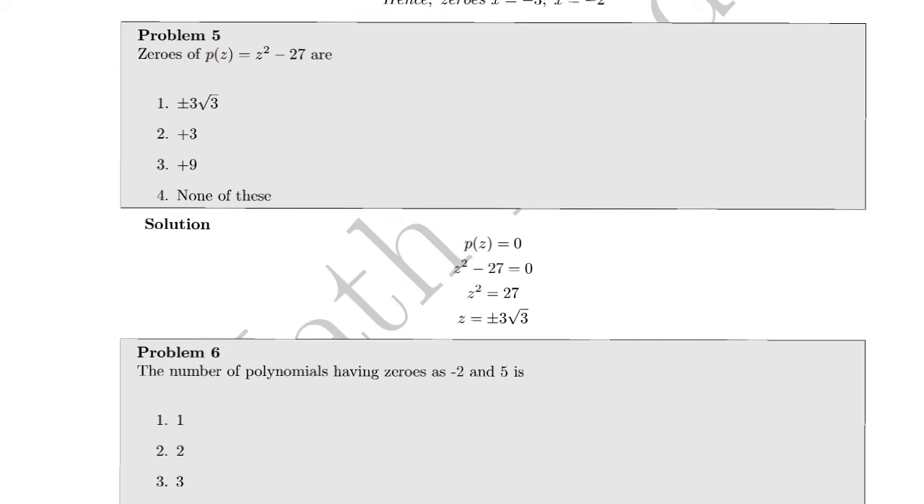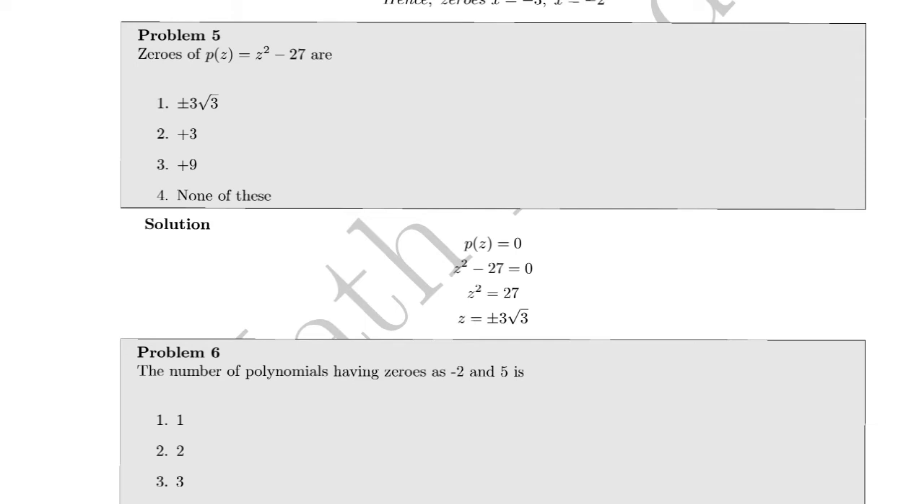In this question, the question says zero of p(z) = z square minus 27. Another quadratic polynomial is given, and we have to find the zeros of that polynomial. The first option is plus minus 3 root 3, the second option is plus 3, plus 9 is the third option, and none of these is the fourth option. And let's see the solution.